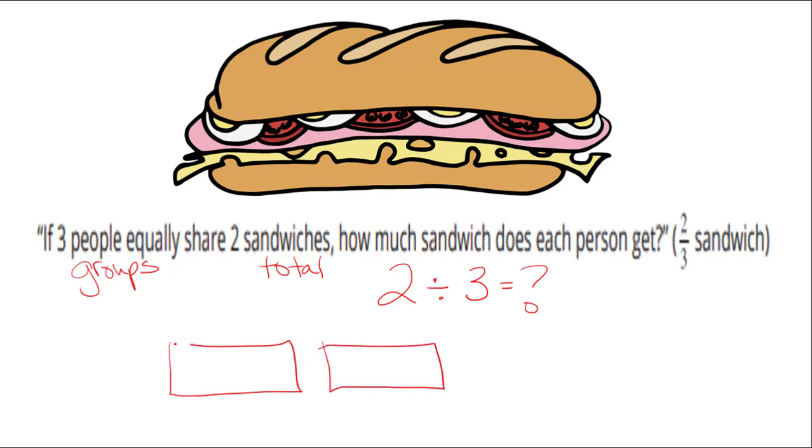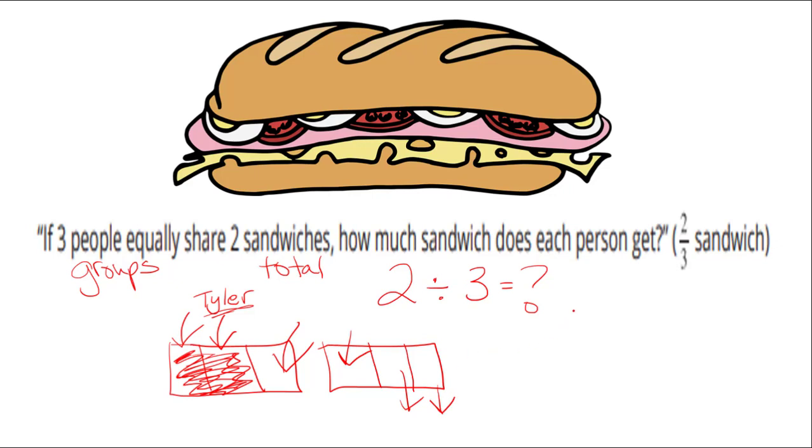How many groups? 3. So we have the first person gets this one. The second person would get this. And the third person would get this. So each person is getting 2/3.